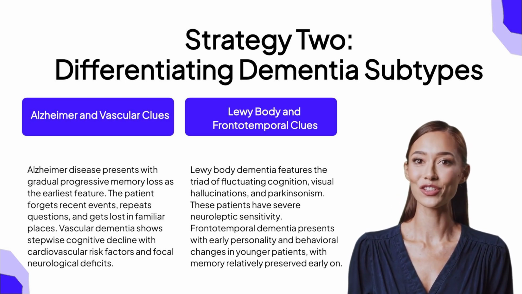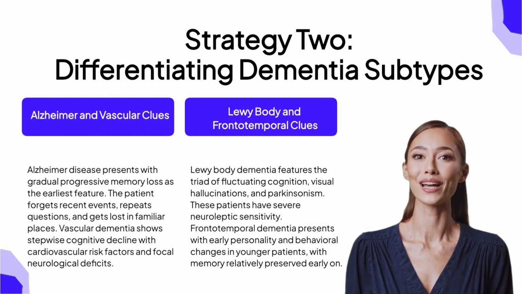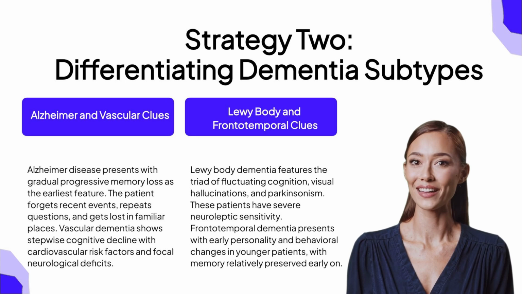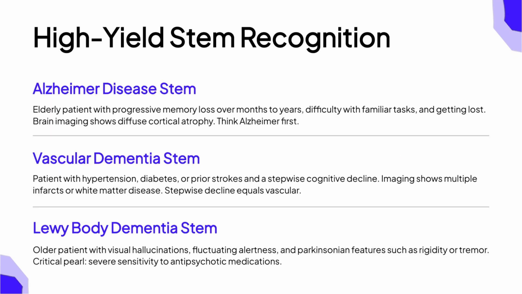For frontotemporal dementia, the key feature is early personality and behavioral changes with relative preservation of memory. The patient becomes disinhibited, apathetic, or socially inappropriate, and they are often younger than typical Alzheimer patients. Now let us go through high-yield stem recognition for each dementia subtype.